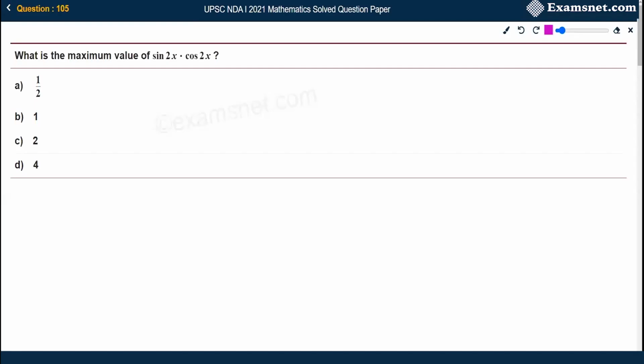In question number 105, it is given: what is the maximum value of sine 2x multiplied by cos 2x? Again, this question we will solve with the second order derivative test. I have already discussed this method in one of the previous questions, but still, let me make you remember what the second order derivative test is.